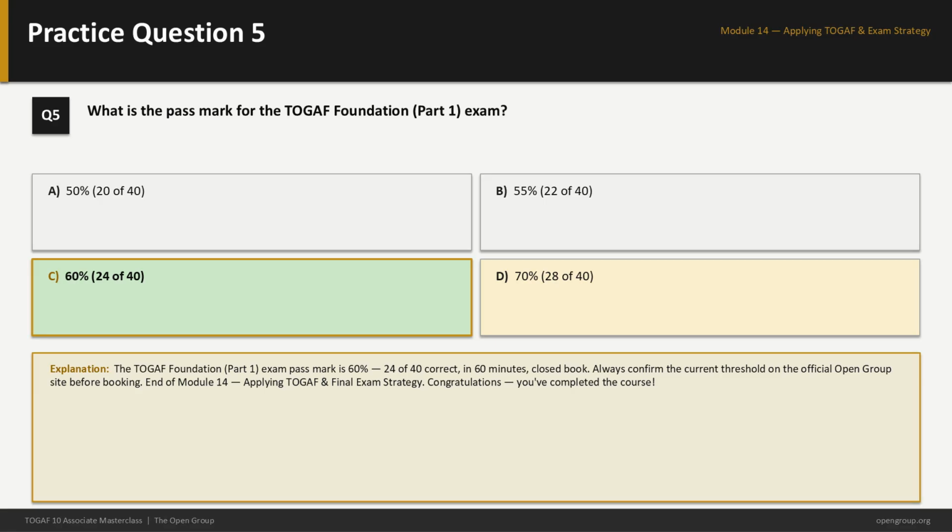Question 5. What is the pass mark for the TOGAF Foundation, Part 1, exam? Pause to consider your answer. The correct answer is C, 60%, 24 of 40. The TOGAF Foundation, Part 1, exam pass mark is 60%, 24 of 40 correct, in 60 minutes, closed book. Always confirm the current threshold on the official Open Group site before booking.